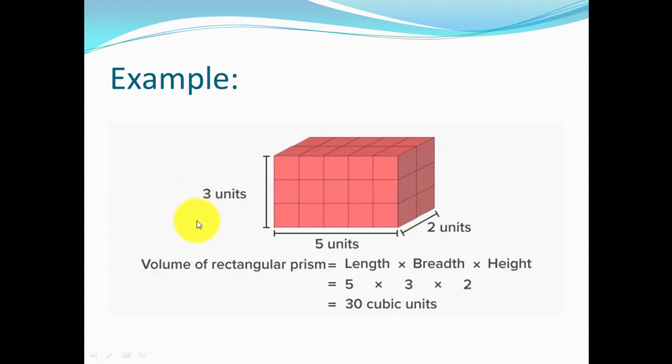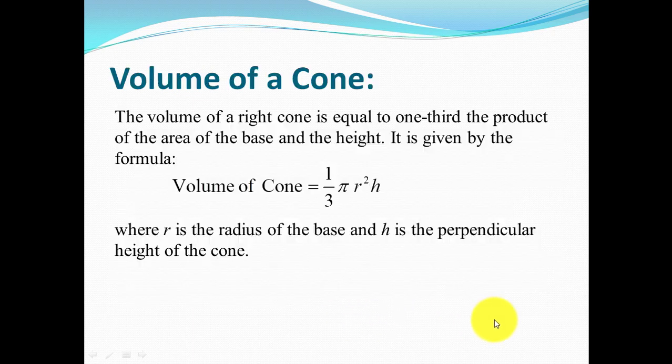Let's see an example. The length is 5 units, the width is 2 units, and the height is 3 units. Then the volume of a rectangular prism is equal to length multiplied by width multiplied by height. It is easy to find the volume. Length is 5, width is 2, height is 3. So the final answer is 30 cubic units.